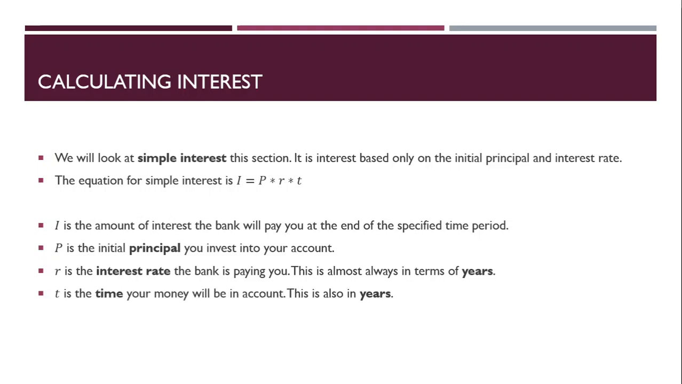And then T is the time the money will be in your account. This is also in years. Technically, if the rate is in a different term, like it's a monthly rate, then our time is also monthly. But because that APR is almost always in years, then our time is also always going to be in years.